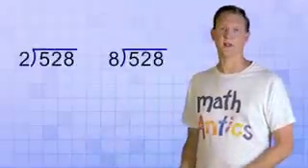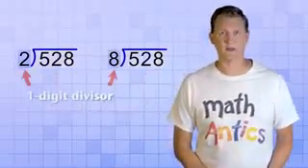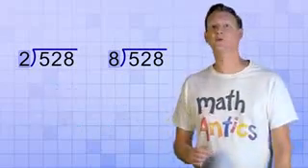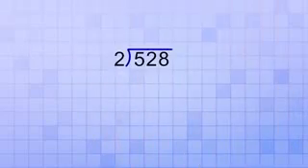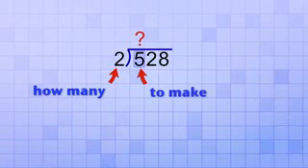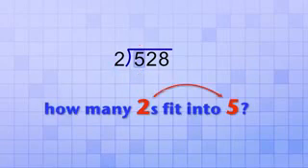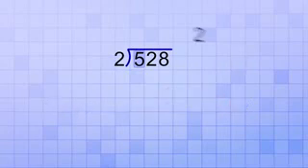To see what I mean, have a look at these two division problems. They both have the same dividend and both have a one-digit divisor. But these divisors are different numbers, and as you'll see, that's going to affect our digit-by-digit division process. To solve this first problem, we start by asking, how many 2's does it take to make 5 or almost 5? Or you can think of it as how many 2's will fit into 5. And it's easy to see that the answer is 2. So we put a 2 as the first digit of our answer.